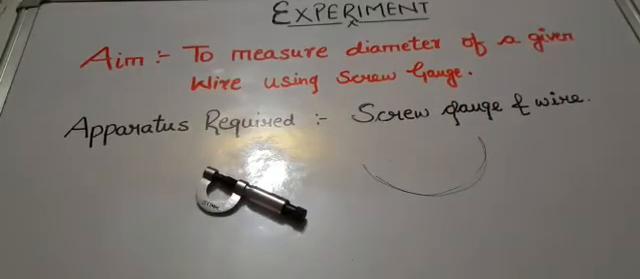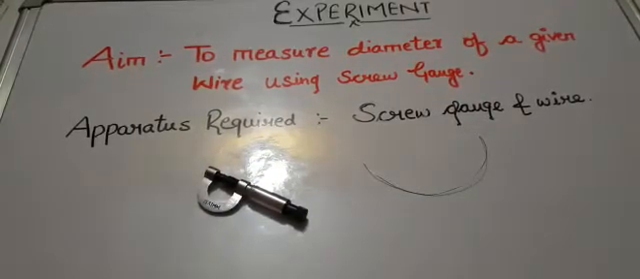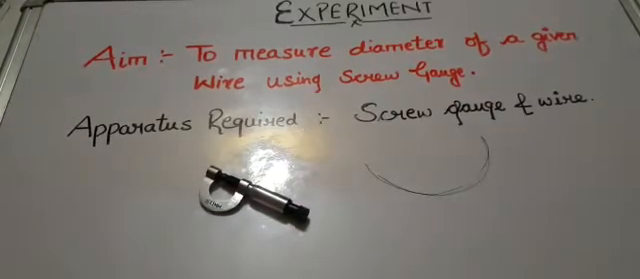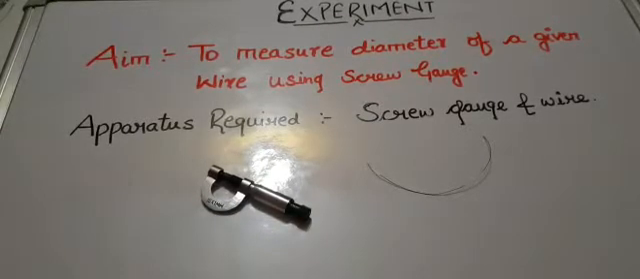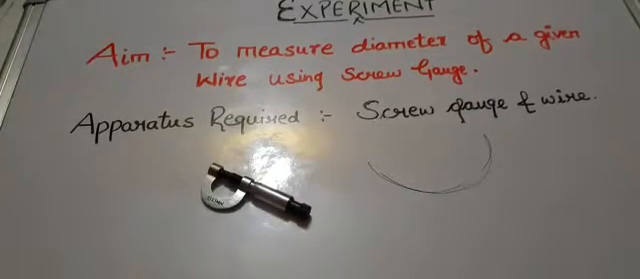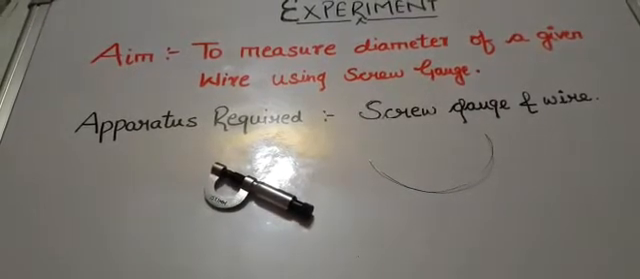Good day, students. Today we are going to perform another experiment. The aim of the experiment is to measure the diameter of a given wire using a screw gauge. Apparatus required: screw gauge and wire.